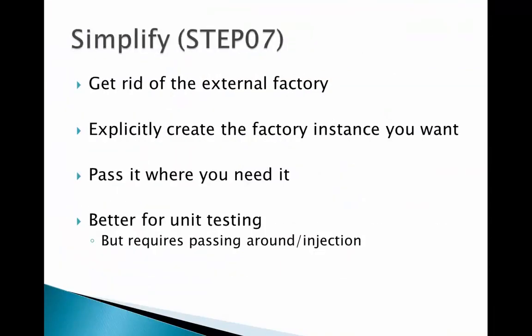Okay, so let's simplify that just a little bit. Let's say that we didn't have the existing framework we needed to stick in with that external factory. Let's explicitly create that instance of which factory we want and pass it where we need to. So we're basically doing dependency injection at this point. So this makes your life a lot easier for unit testing. Instead of having this external class that has static methods that you call, which is a real pain for unit testing, we're going to have a separate instance.